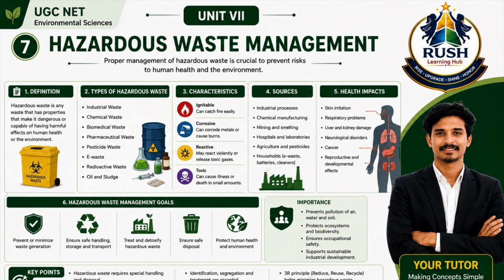The fourth characteristic is toxicity. Toxic wastes contain poisonous substances that may cause serious health problems even at very low concentrations. Examples include heavy metals such as lead, mercury, cadmium, chromium, and arsenic, as well as pesticides and industrial chemicals. These toxic substances may enter the human body through inhalation, ingestion, or skin contact. Many toxic chemicals accumulate in body tissues over time.